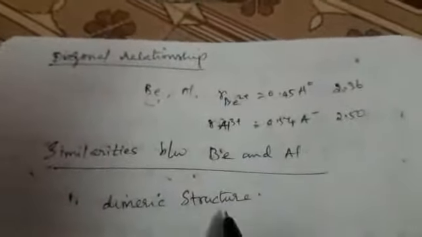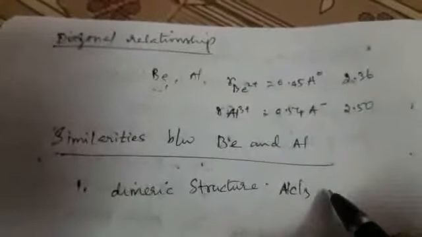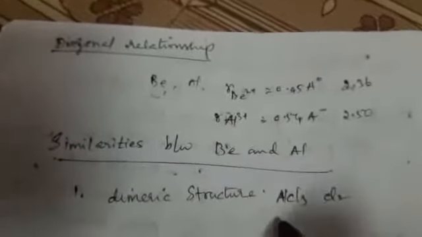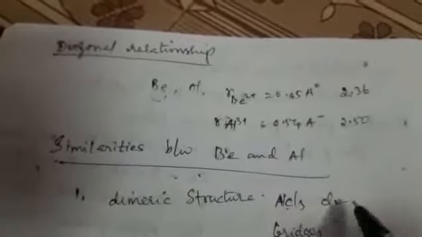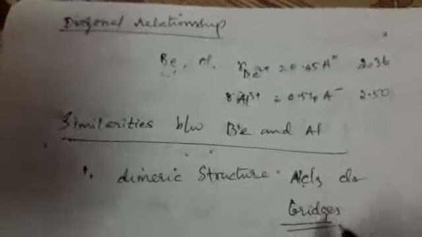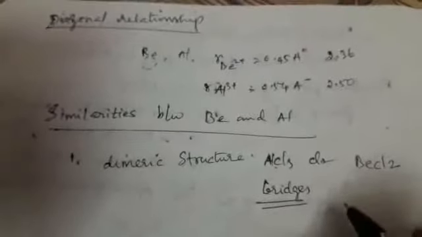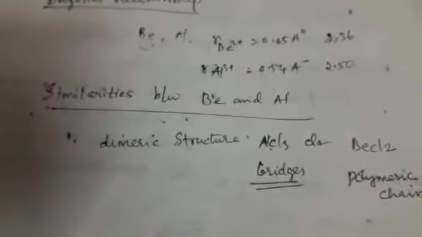The dimeric structure, like aluminium trichloride with chlorides, has Al-Cl bridges. Aluminium chloride has a bridged structure. In beryllium chloride, BeCl2, the structure is a polymeric chain, that is, continuous straight chains.